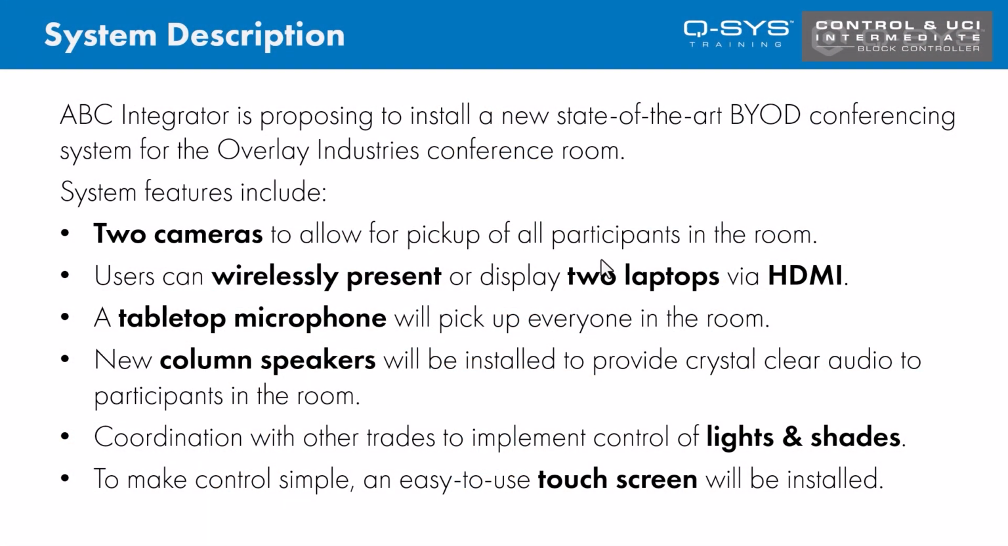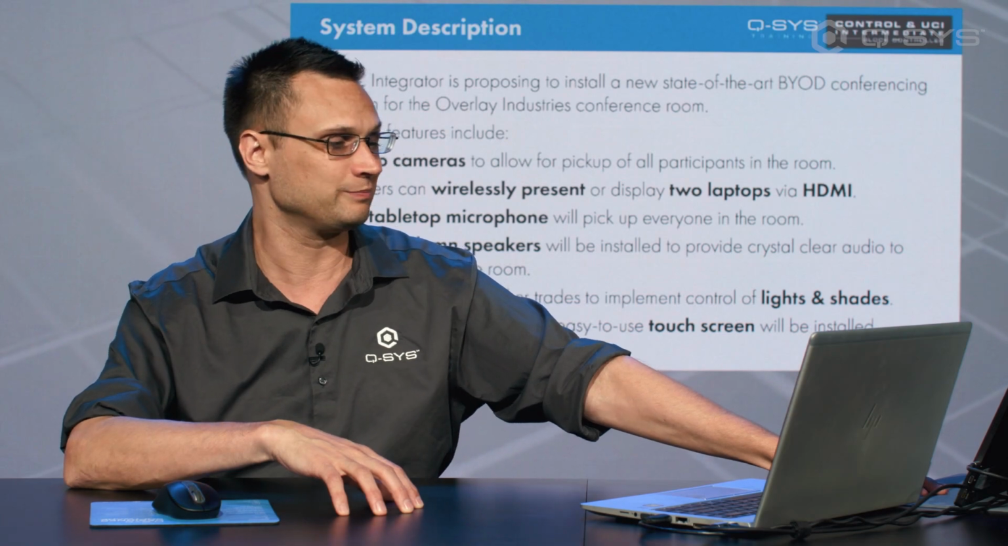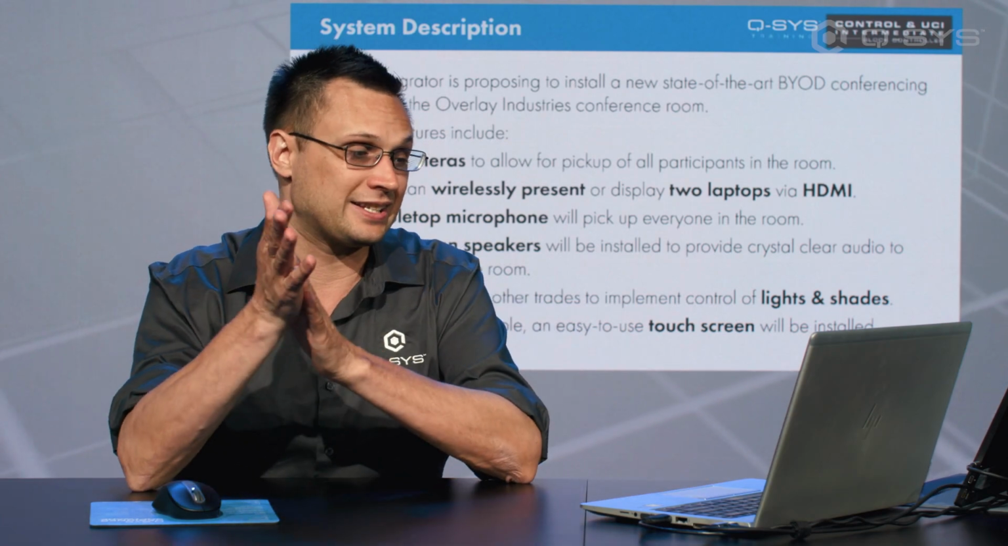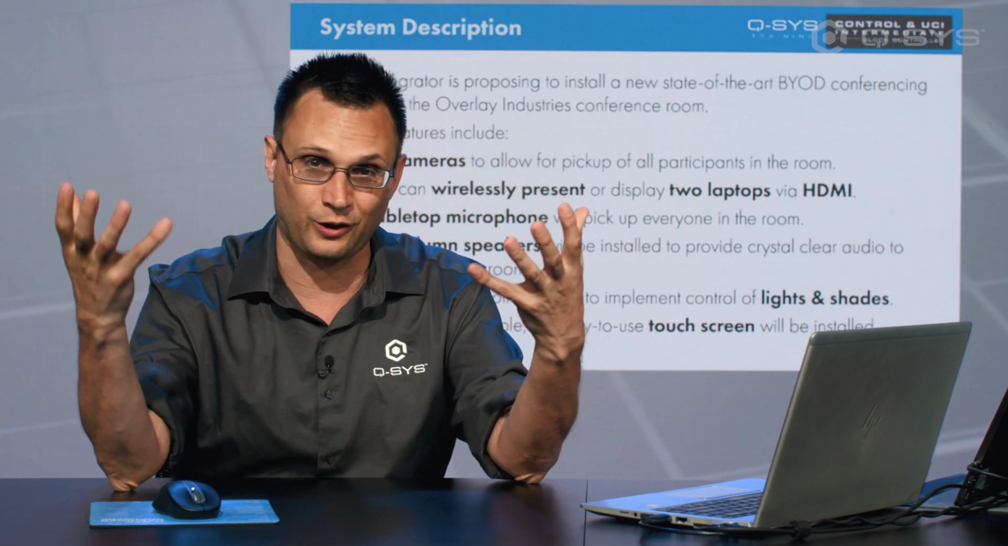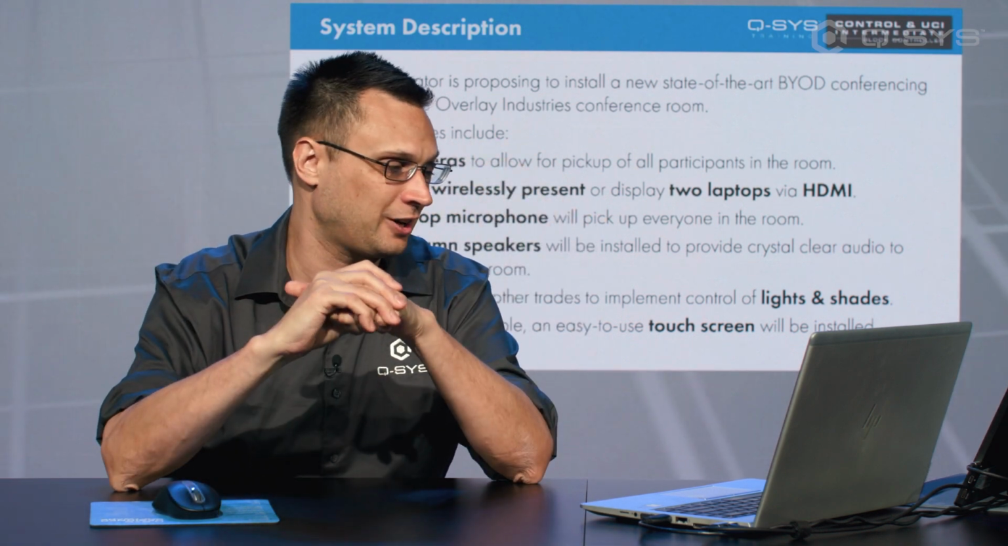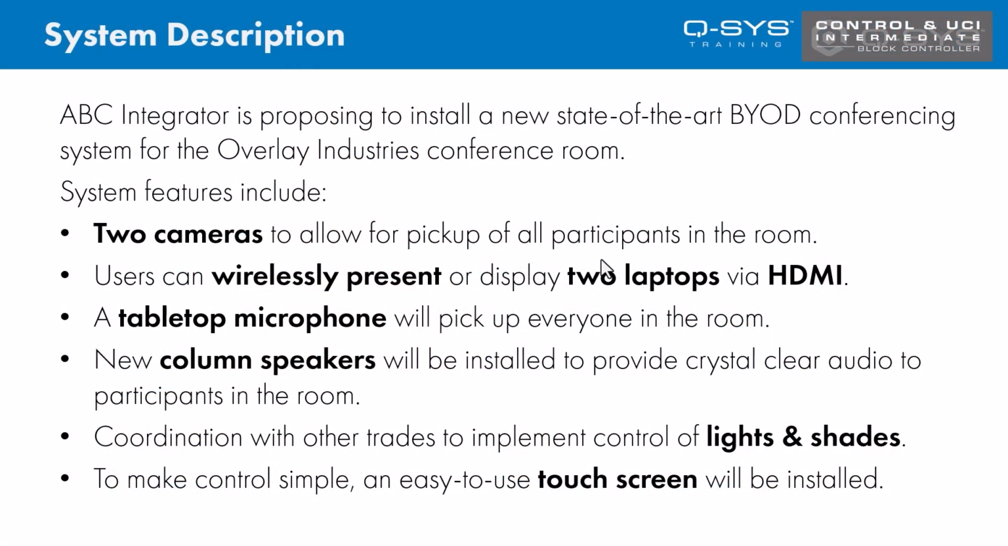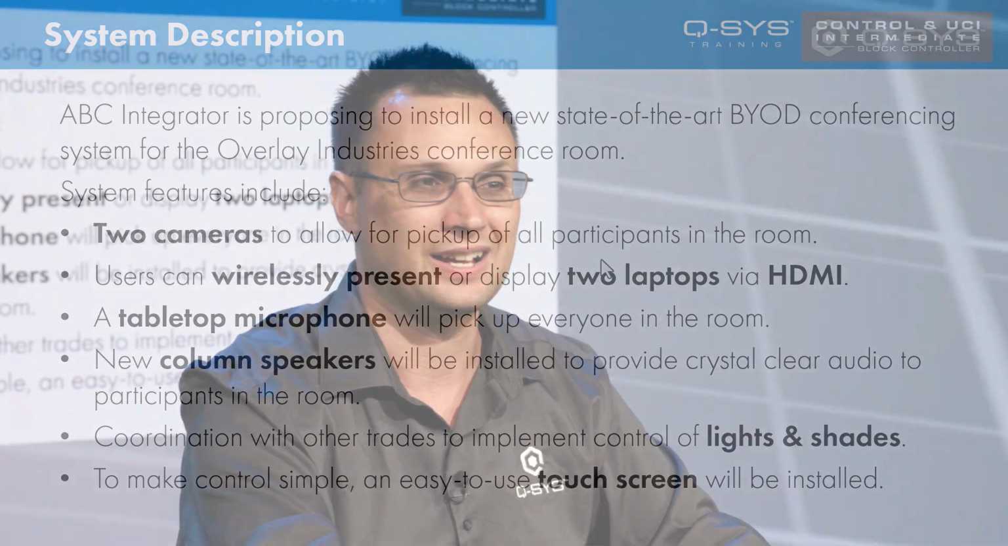There's a tabletop microphone, which picks up everyone in the room. There are some column speakers for crystal clear audio to participants in the room, some good Q-SYS loudspeakers. We're going to coordinate with other trades to implement control of the lights and the shades in the room, so we're in control of all the environmental elements here. And to make control simple and easy to use, a touchscreen will be installed. And again, that's kind of the difference between a BYOD room and a dedicated room where there might already be a dedicated touch controller that we deliver our controls to.